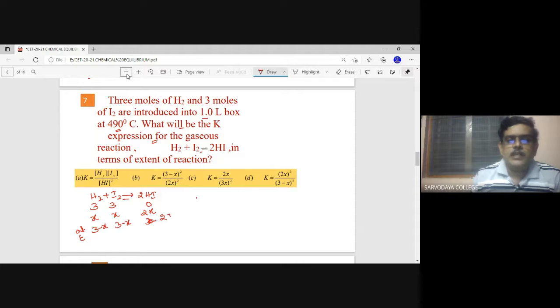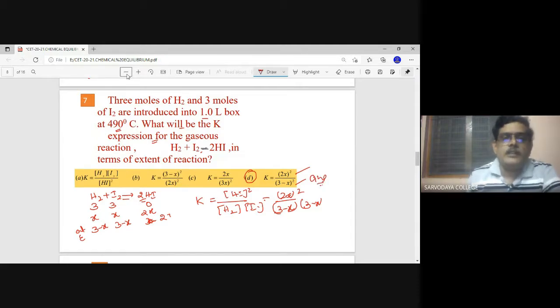Now K will be the concentration of HI squared, because there is coefficient 2 here, divided by the concentration of H2 and the concentration of I2. So we substitute the values: 2x squared divided by 3 minus x of H2 and 3 minus x of I2. Therefore, the answer will be D, 2x squared over 3 minus x whole squared. So this is the equilibrium expression in terms of the extent of the reaction. X may be called the degree of reaction or the yield of HI. So on the basis of the yield of HI, this is how you express the equilibrium constant.